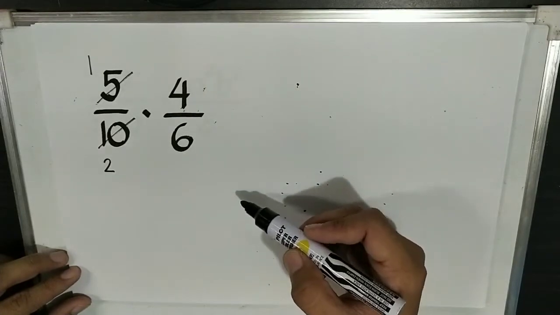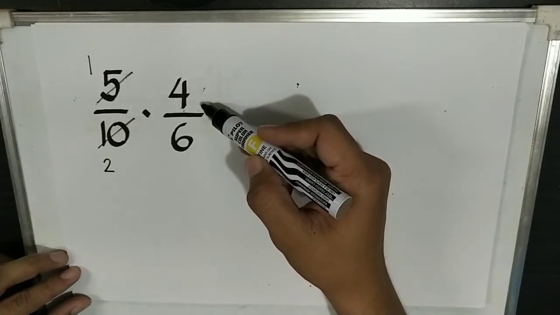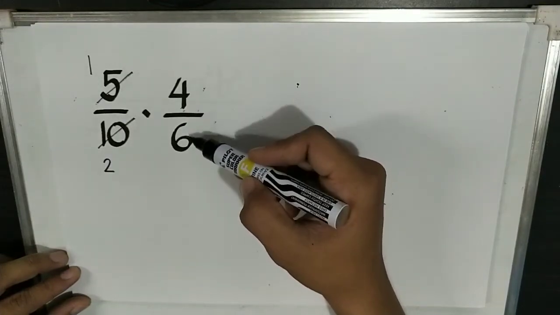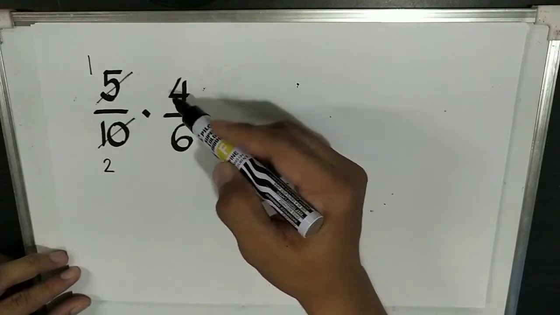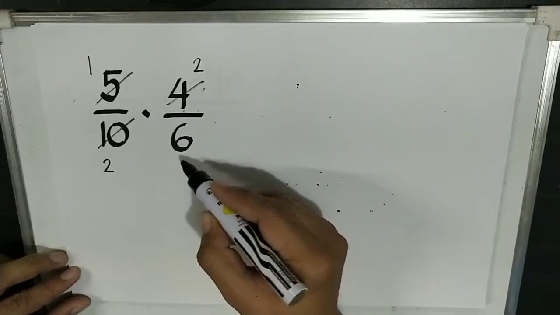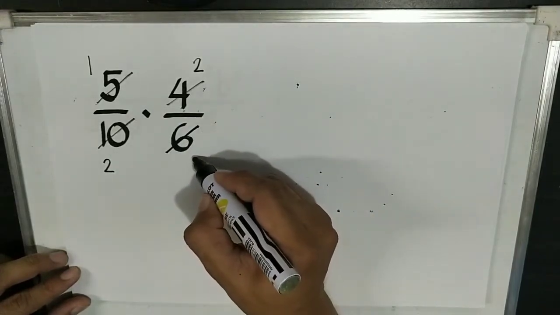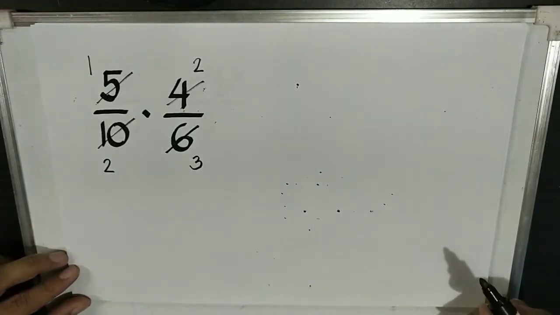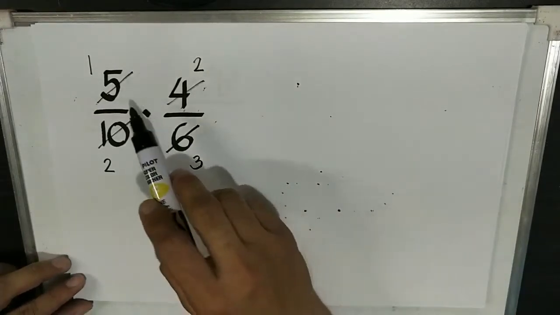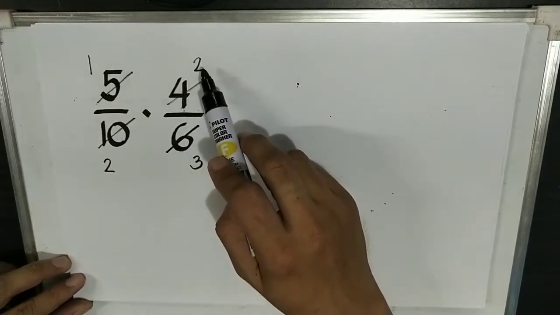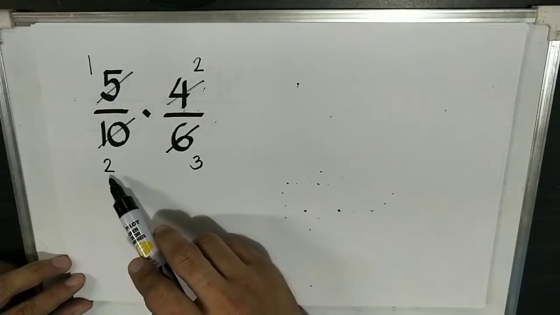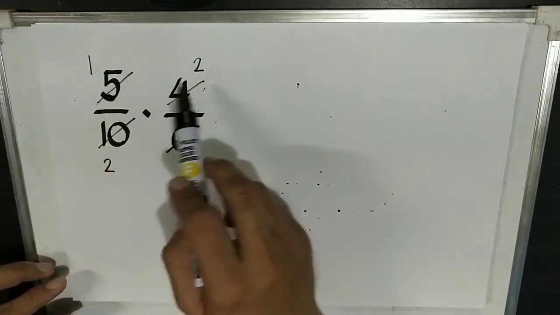4/6 can be simplified. We will have to divide these numbers by the greatest common factor. The greatest common factor of 4 and 6 is 2. So 4 divided by 2 is 2. 6 divided by 2 is 3. Now, you can also cross out common factor as long as it is in the numerator and in the denominator. You cannot cross out common factors with the same level.